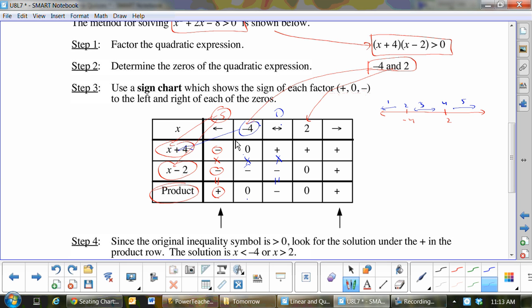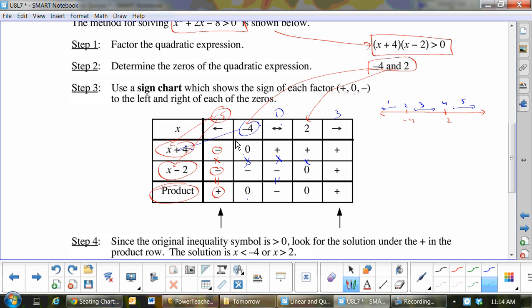You put in 2. 2 plus 4 is positive. 2 minus 2 is 0. Positive times a 0 is a 0. Now, anything to the right of 2? 3. Okay, good one. 3 plus 4, 7. That's positive. 3 minus 2 is positive, so you can see positive.